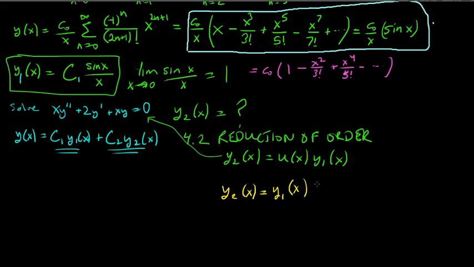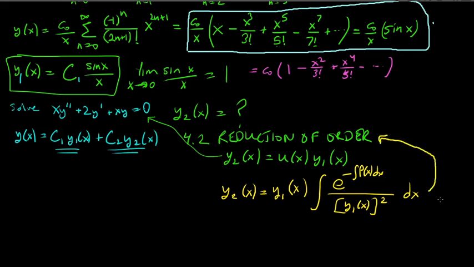You get y1 of x times the integral of this fraction here: e to the power negative integral of capital P of x dx, divided by y1 of x squared, dx. So this is the reduction of order formula. I'm just going to use this, plug in y1. This is y1 here. And plug that in here, and let's see what we get for our y2.